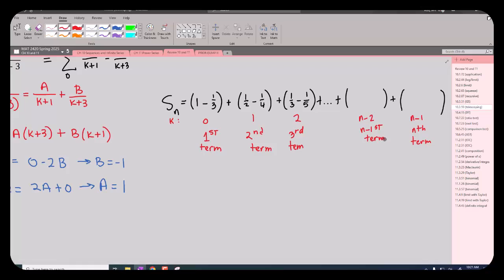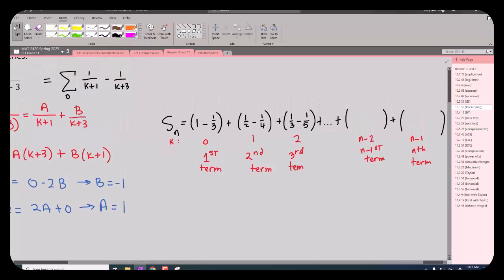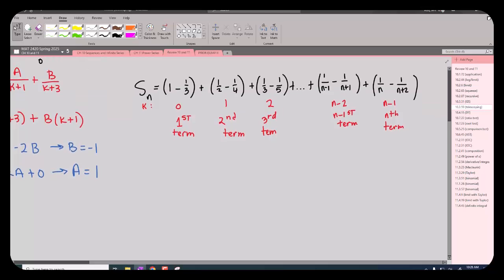Okay, so let's plug in those numbers. We are plugging in n minus 2 here. So n minus 2, we're going to get 1 over n minus 1 minus 1 over, plugging in n minus 2 there, we get n plus 1. And then over here, plugging in n minus 1, we get 1 over n minus 1 over n plus 2. So there is our S sub n.